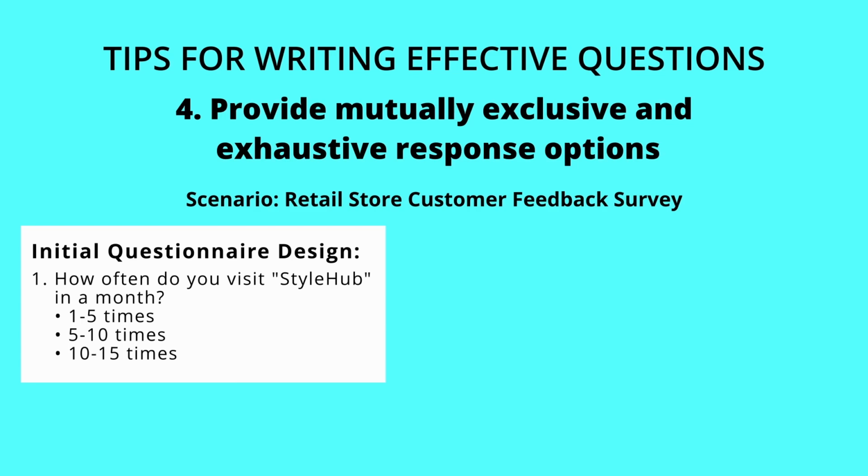1 to 5 times, 5 to 10 times, 10 to 15 times. The response options present overlap for someone who visits exactly 5 or 10 times a month. It's unclear which option they should choose. Additionally, there's no option for someone who visits more than 15 times or not at all.